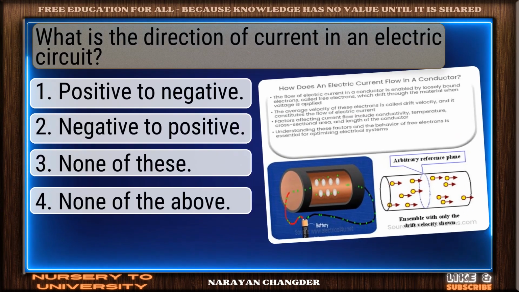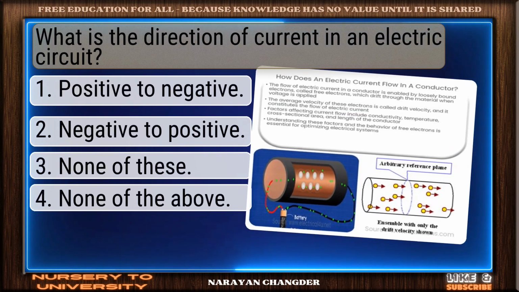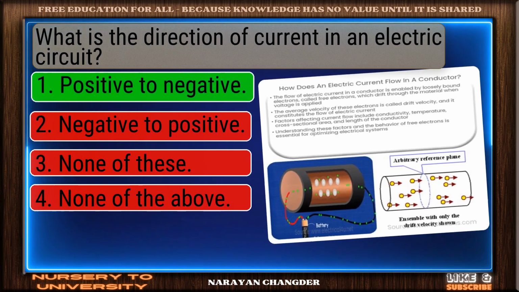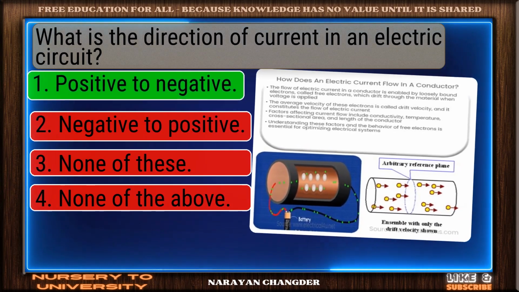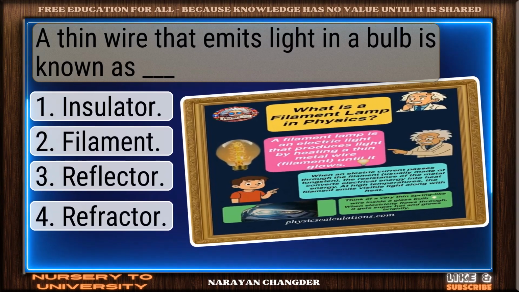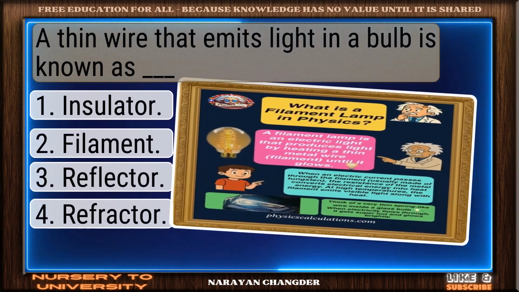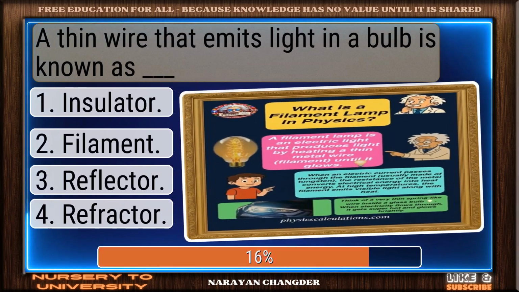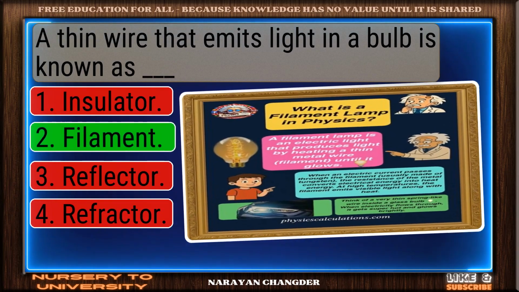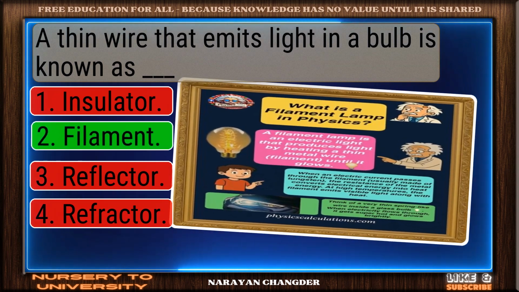What is the direction of current in an electric circuit? Solid response. Positive to negative is a valid choice. A thin wire that emits light in a bulb is known as dash. On track. Filament is the correct answer.